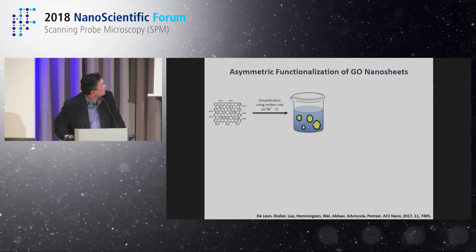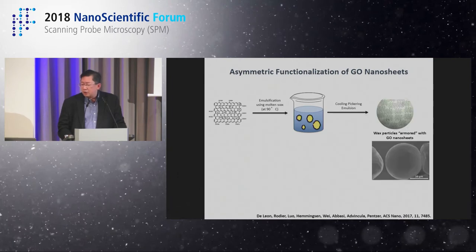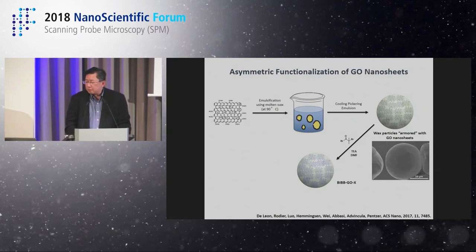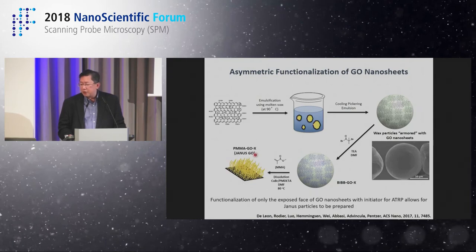Here we show that it's possible to make Janus nanoparticles by using an emulsion type of functionalization. As you can see here, this emulsion was crafted with graphene oxide nanosheets, and then you can do only one chemistry, remove the grafted polymer from the graphene oxide, and do some further analysis.